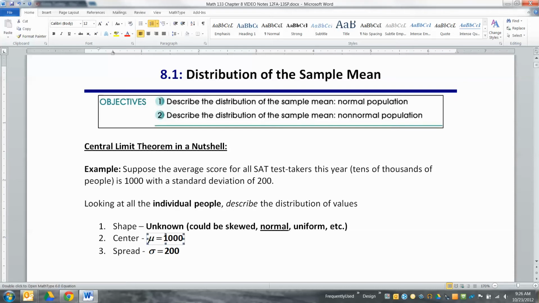Now the center is 1,000 because they said that the mean for all the test takers was 1,000. So the center is going to be 1,000. And then the spread is going to be 200 because that's what they said the standard deviation was.